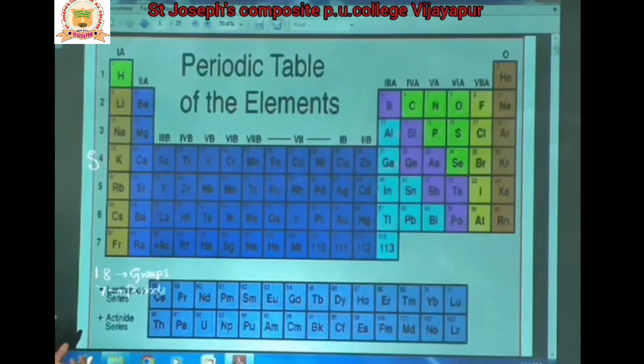Why are these called the alkali metals? Because when these elements react with water, they give hydroxides. They form the oxides and hydroxides of the elements. So these are called the alkali metals. These are base forming elements. Alkali means base, like acid and base. Base forming elements are called the alkali metals.